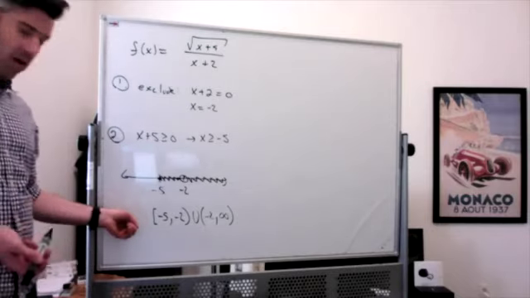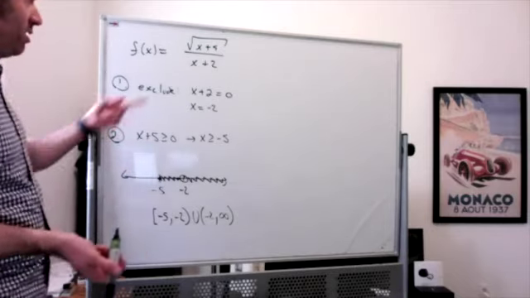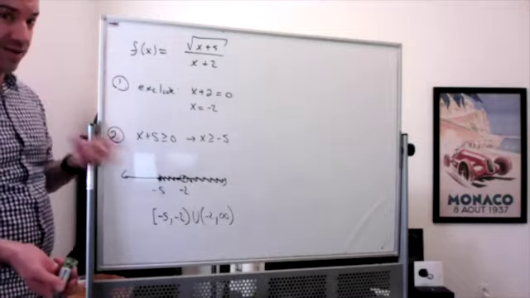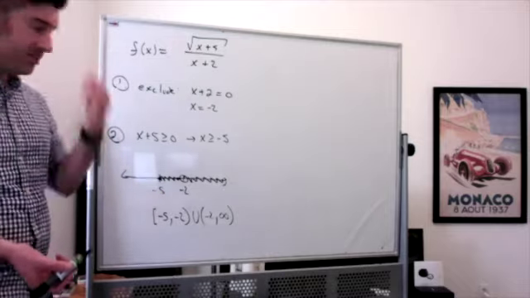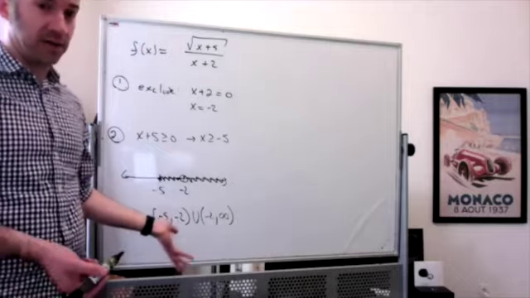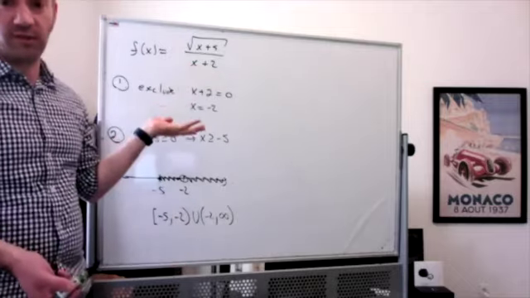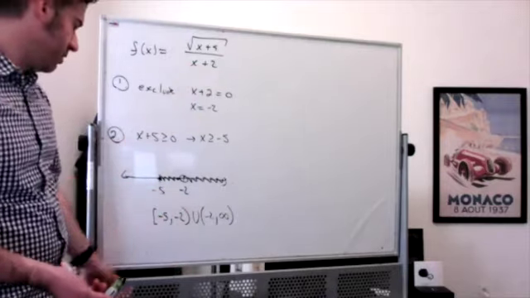X can't be smaller than -5, like -6 would be a problem, because -6 plus 5 is -1. You can't take the square root of a negative number and get a real result. And -2 is also obviously a problem. Plugging in -2, you get division by 0. But anything else is fine, right?